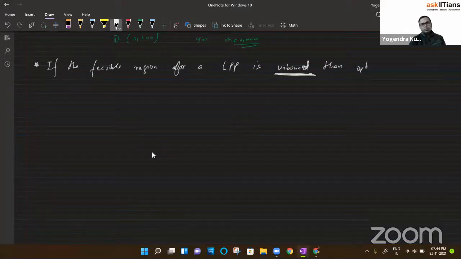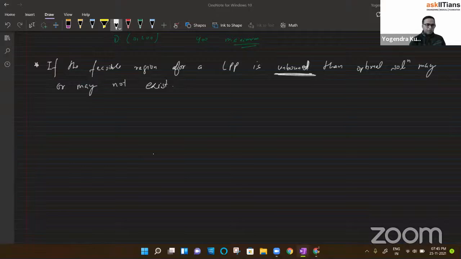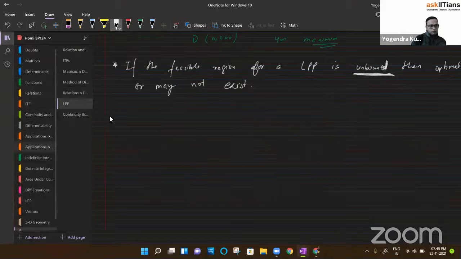If it is unbounded, the optimal solution may or may not exist. Have you seen this type of question, where it may not exist? Tell me, guys, have you seen a question like that or not? Yes, in the NCERT book. Wait, should I show you this?